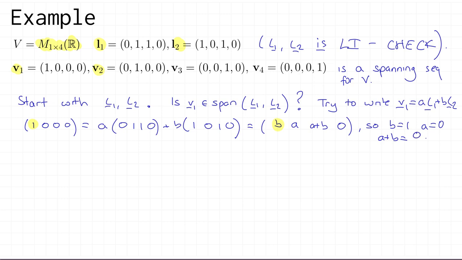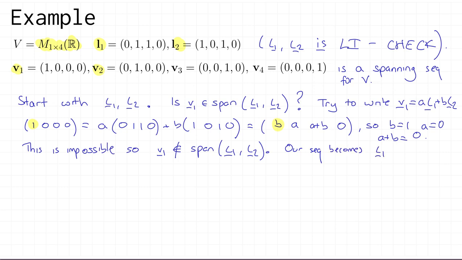Okay, that looks impossible to me, because the first equation says B equals 1, the second equation says A equals 0, and 1 plus 0 is not equal to 0. So this is impossible. So v1 is not in the span of L1 and L2. We couldn't solve those equations, so v1 was not in the span. So that means we add v1 to our sequence. So we take L1 and L2 and v1.